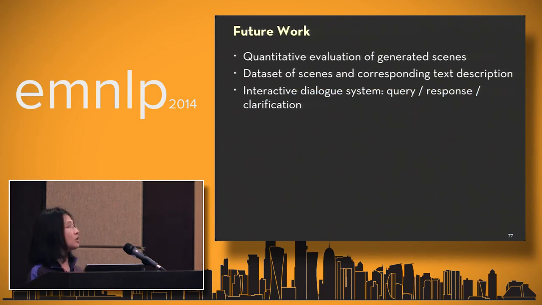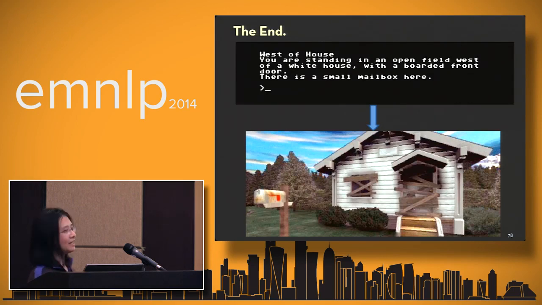So for future work, we're focusing on doing a more quantitative evaluation of generated scenes, and we would like to create a data set of scenes and corresponding text descriptions so that maybe other people can also work on this task. I think this is a very interesting task, and I would like to hopefully inspire all of you to maybe work on this, and maybe one day we'll be able to do this.